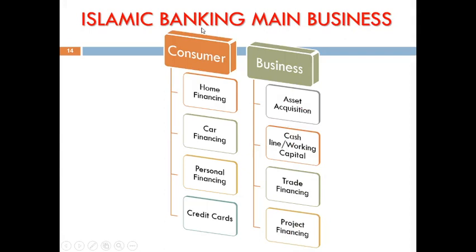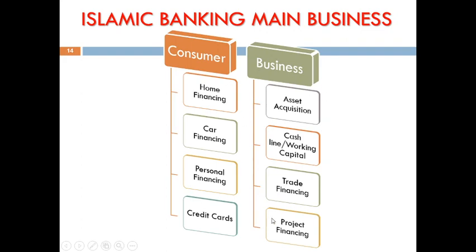Okay, we can see here the main business of banking or Islamic banks. Most of the banks in Malaysia are focusing on consumer and business, and then some banks are also focusing on investment and treasury. Under the consumer business, normally these are plain vanilla products. So we can see home financing, car financing, personal financing, credit cards, savings, deposits. These are basic products for the consumer business.